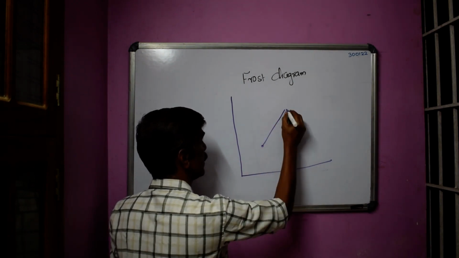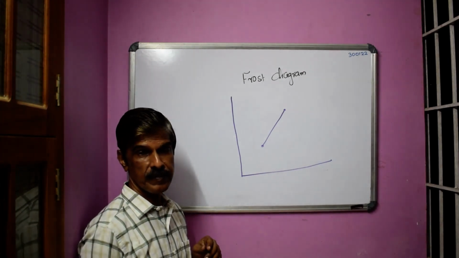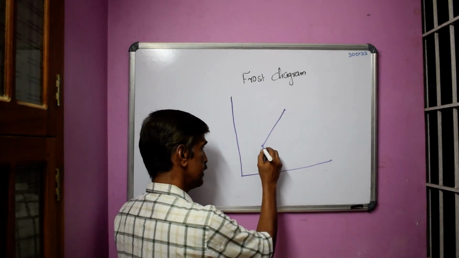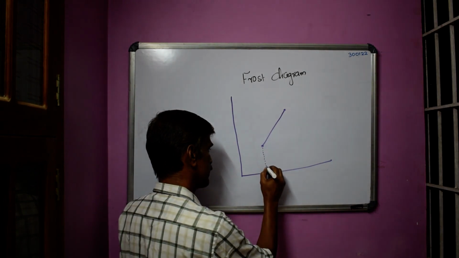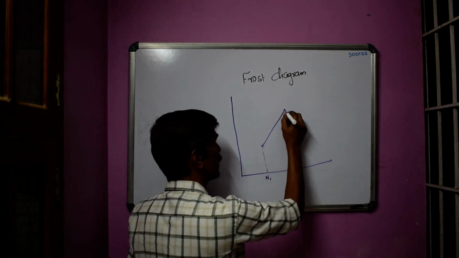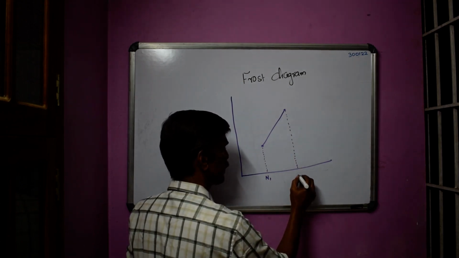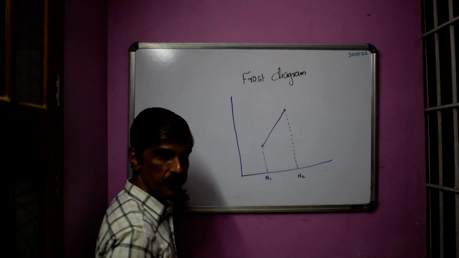Suppose I take one of the straight lines in a Latimer diagram. You can see this represents the oxidation state N1, and this represents oxidation state N2, isn't it?